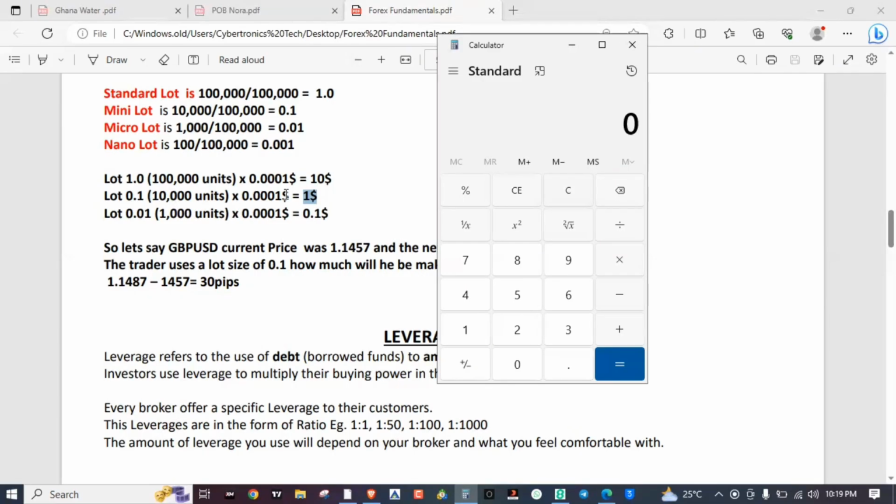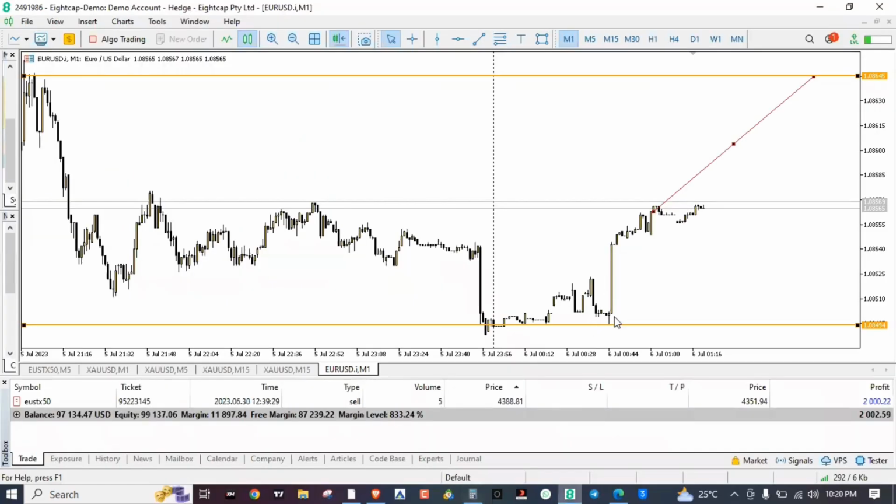So let's say, for example, York purchases one lot size, and Kwame purchases mini lot size. They all either bought or sold at the same price. So for now, let's say they bought at the same price and they made 36 pips. So how much would they be earning as their profit? You come here, let's say they bought here and price got to this level. From here to here, it's 36 pips.